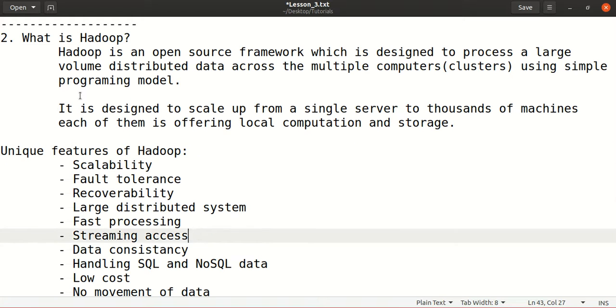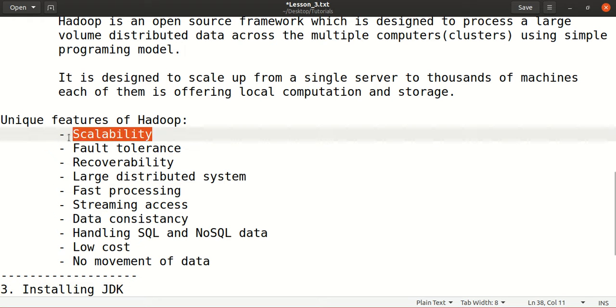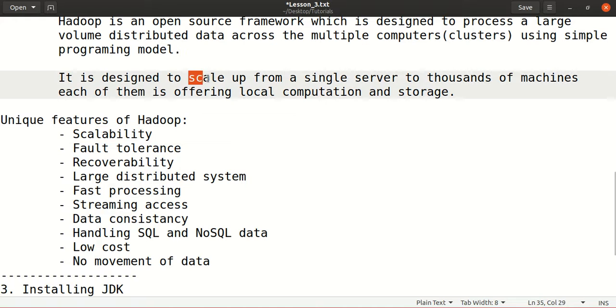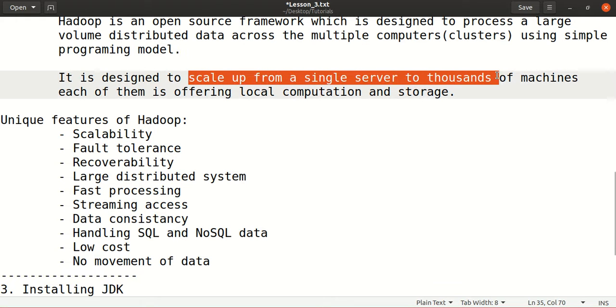Now let's see the unique features of Hadoop. From here also you can better differentiate between the two. First, here also we have scalability. As I said before, we can increase the number of servers, not just 3, 4, 5. We can scale up from a single server to 1000 servers. We can have any number of clusters, any number of machines, or 1000 servers.